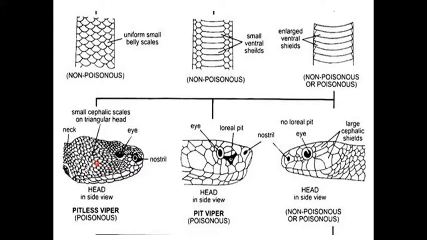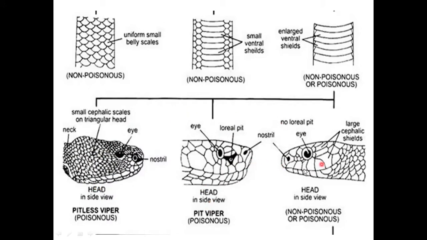If all the dorsal scales on the head are small like this, then it may be a viper. And as we know, the viper is very poisonous. Again, if there is a pit present, a loreal pit, then it is a pit viper, and if the pit is absent, then it is a pitless viper.